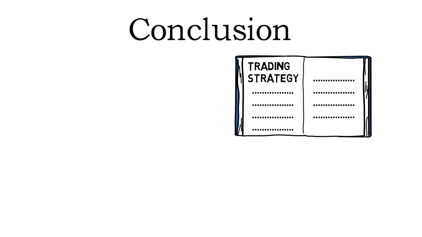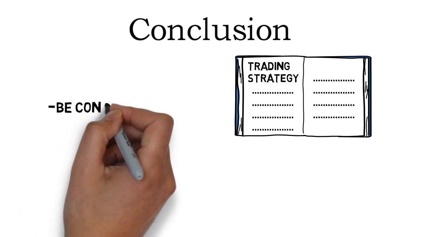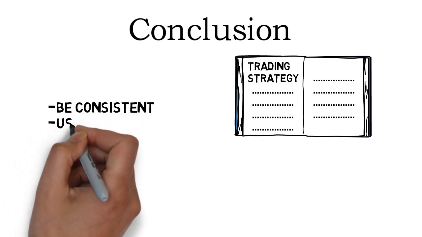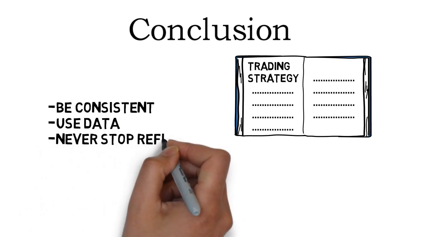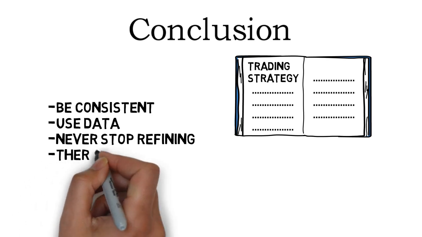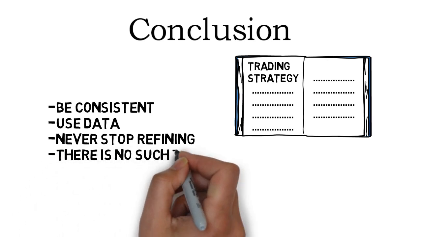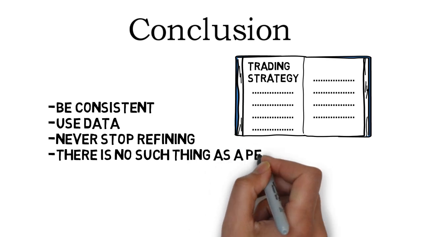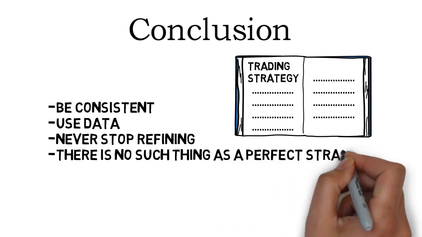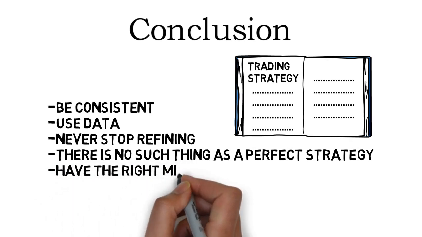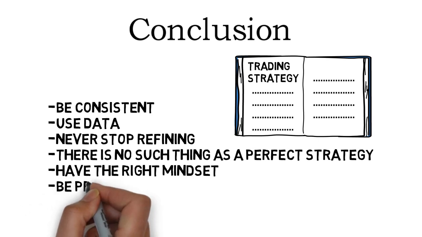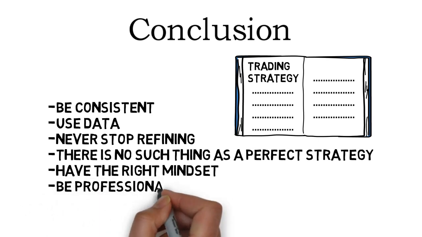A few last tips before I end this video that are important when developing a trading strategy is that you are consistent, you have a consistent approach, you don't change your approach every few trades, because if you do that, then you don't have a real strategy. The next tip is use data when developing a strategy. If you don't use data, then you can't really say if you have a real edge or not. Furthermore, never stop refining, markets change, and so should your strategy. There's no such thing as a perfect strategy.